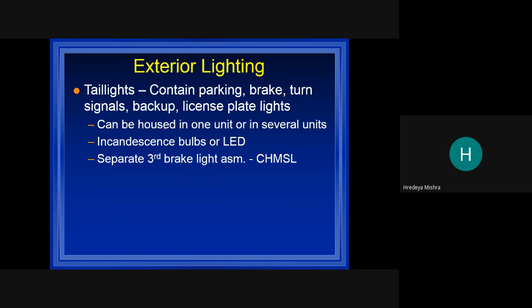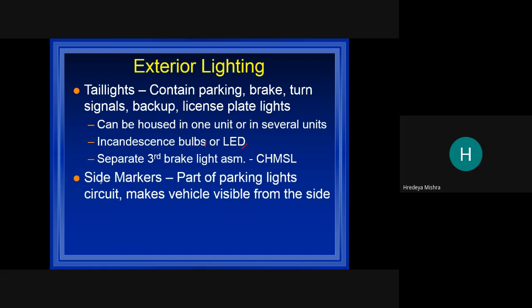Can be housed in one unit or in several units. In enhanced bulb or LED, means we can use bulb or LED. Separate third brake light, CHMSL. Side markers. Park or parking lights circuit makes the vehicle visible from the side.